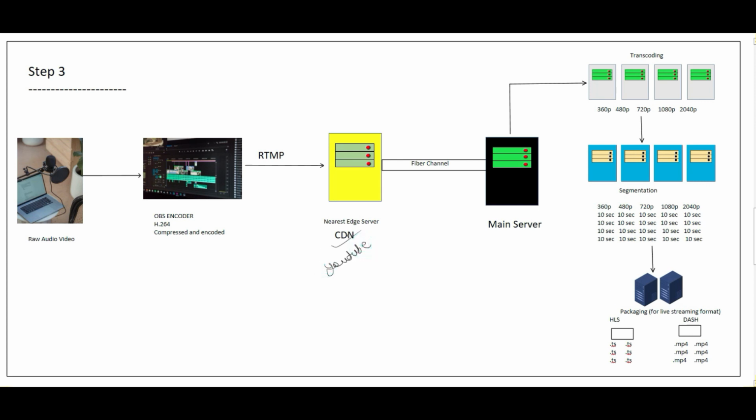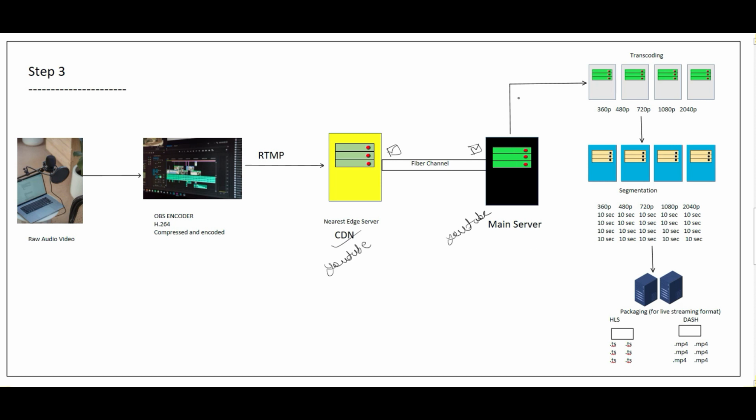Now the YouTube edge server will be connected to the YouTube main server, and the main server is connected to the CDN server via fiber channel. Fiber channel is a very fast connectivity between servers, so it can transport this video to the main server. So in step 3, what will the main server do? The main server will do three tasks.